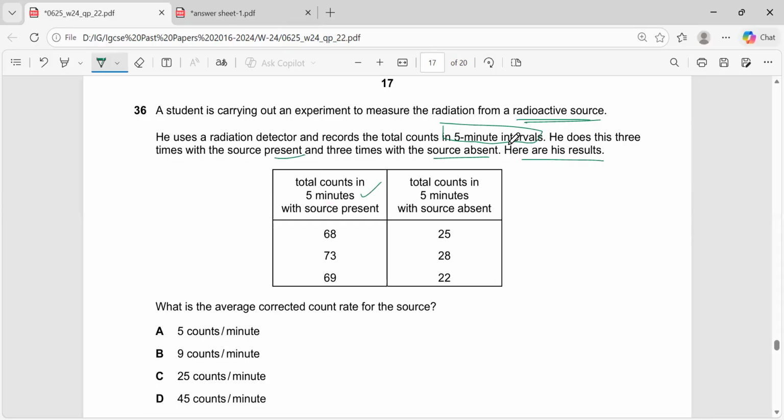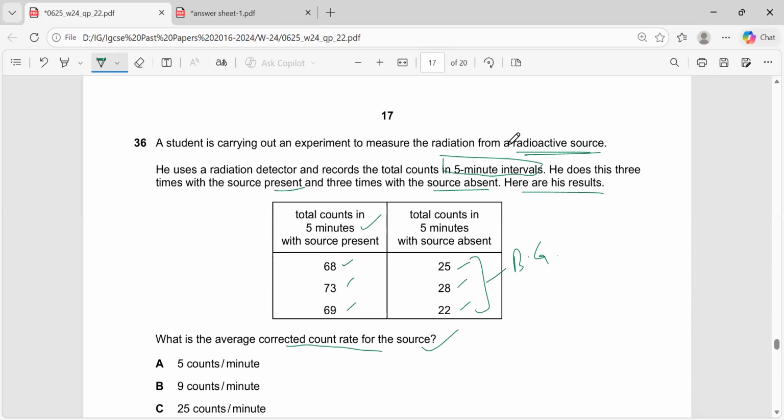So our results are shown. Total counts in 5 minutes: source present, this; source not present, this. So this will lead towards background radiation because source is not present. What is the average corrected count rate for the source? So first of all, let's calculate the original counts average. I'm writing here AVE. So 68 plus 73 plus 69 divided by 3. That is 75.